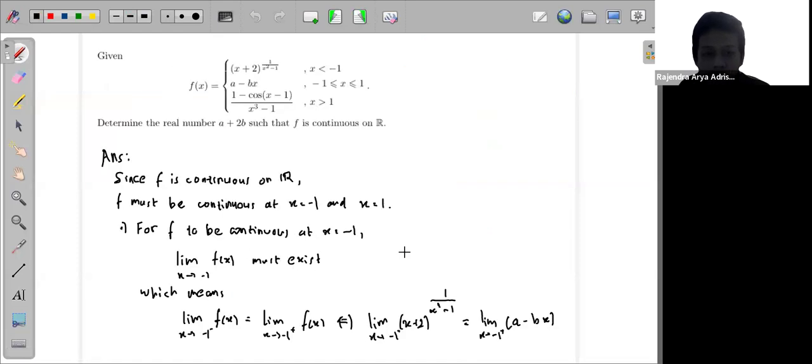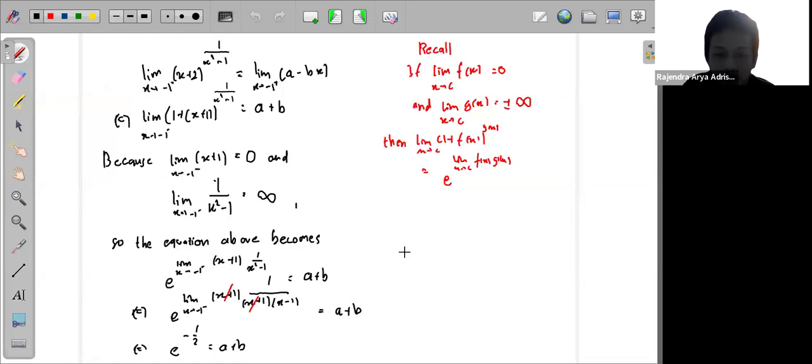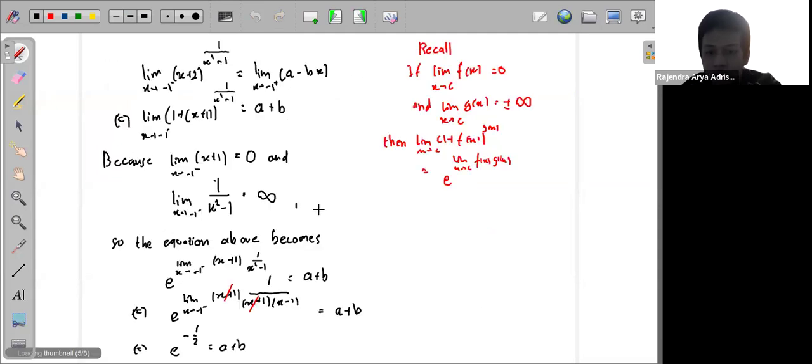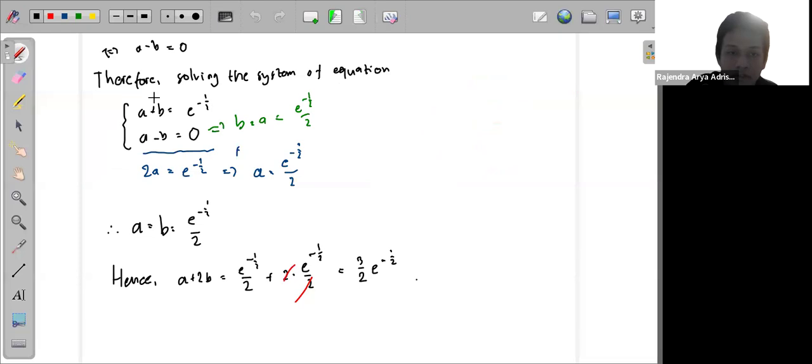So the flow is just finding the limit for each point, for the first point and for the second point. Then you will get an equation in terms of a and b for the first case and the second case. And then you just solve the equations you got, just like you solve a system of equations in middle school. Then you got the values of a and b, and then it's solved, done. You get a plus 2b here.